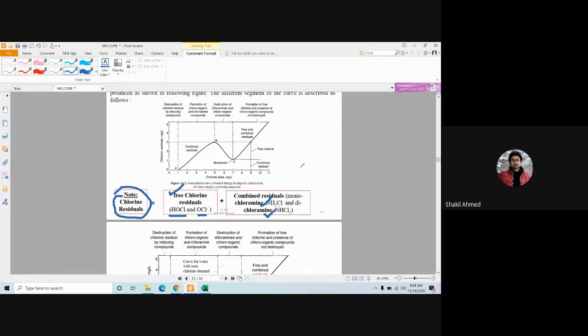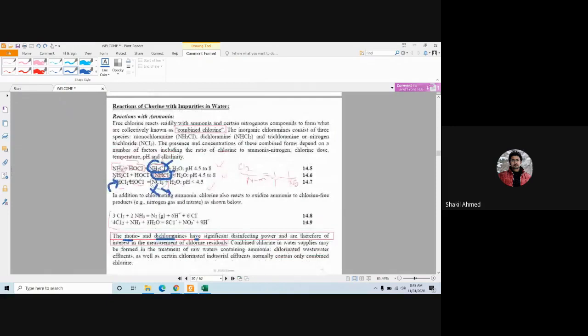However, trichloramine, which is NCl3, does it work as a disinfectant? No, sir. Trichloramine, no. So it will not come here. So your chlorine residual is basically free chlorine and the combined chlorine. And combined chlorines are basically the monochloramine and dichloramines. That's it.